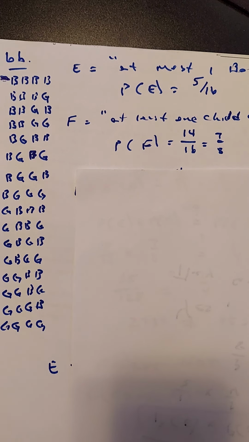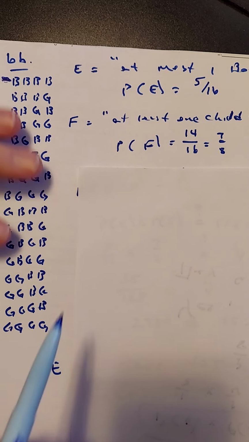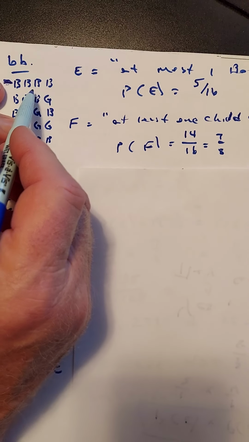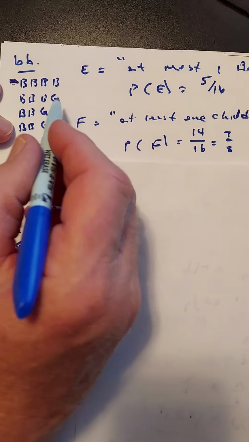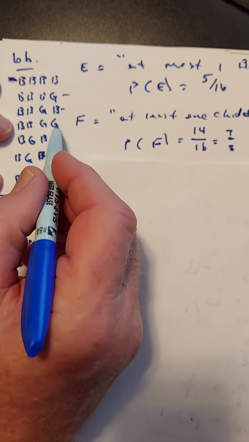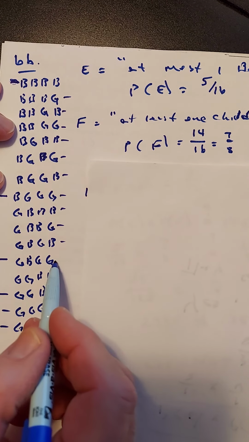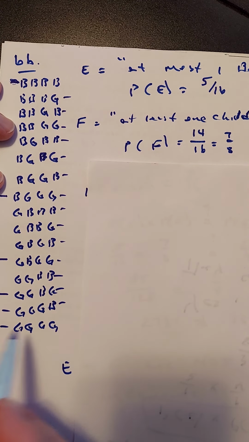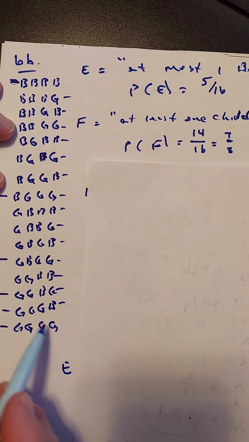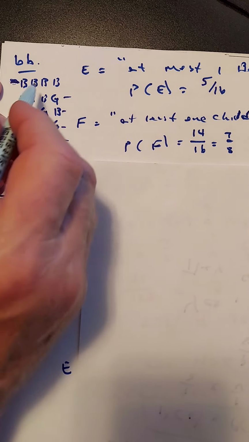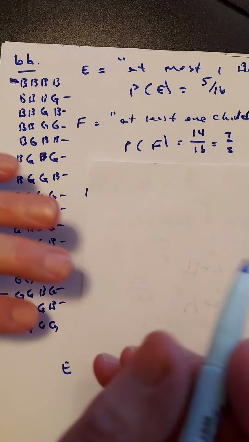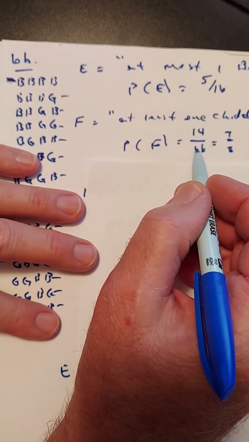The next one says that at least 1 child of each gender. That one doesn't work because they're all boys. But all the others do except for the last one. See, I got all girls. You got to have 1 of each, so that doesn't work. This doesn't work because you had all boys. So when you look at that, that's 14 out of 16, which is 7 over 8.